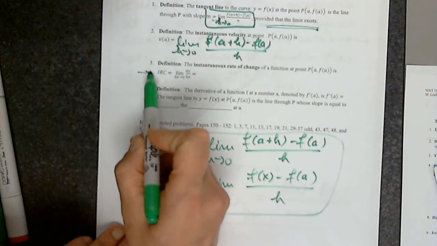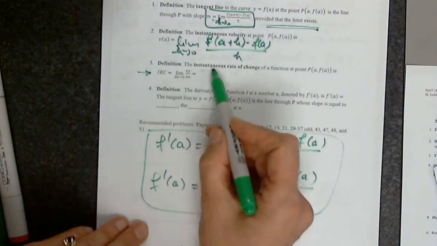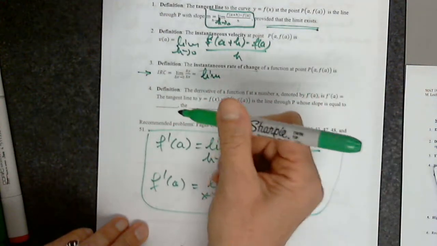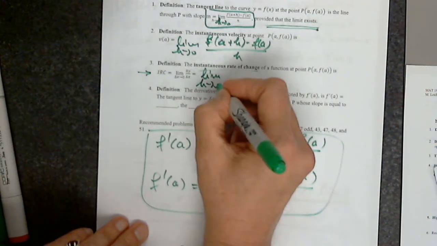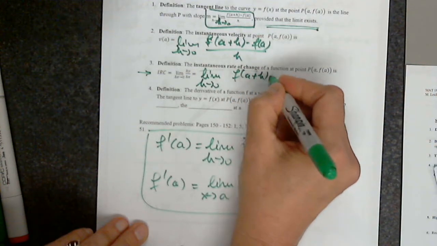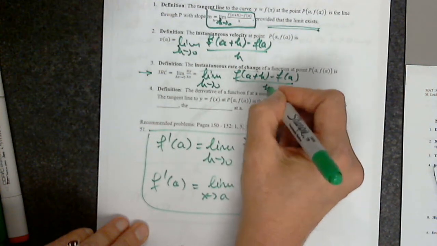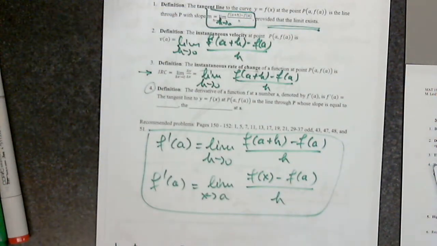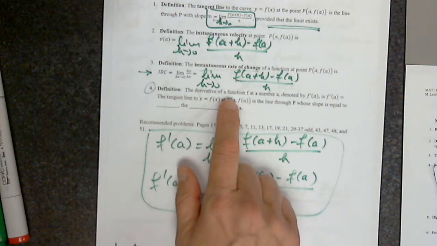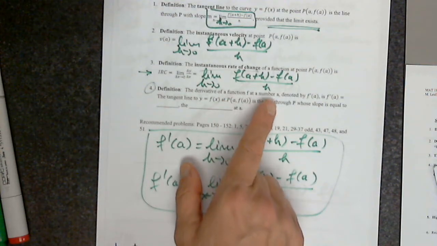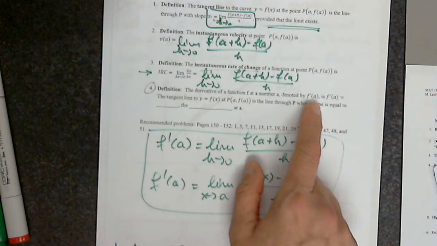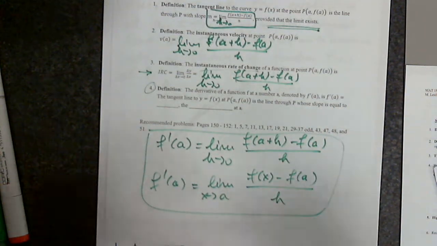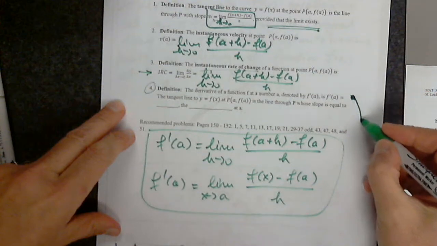I will explain this in a second. It's the instantaneous rate of change, the same thing. It's really the same thing. It's still the limit as h approaches 0 of f of a plus h minus f of a divided by h. Okay, let's do 4, and then I'd like to practice. The derivative of a function f at a number a, denoted by f prime of a, is f prime of a, and I would like you to just put an arrow. This is already here.